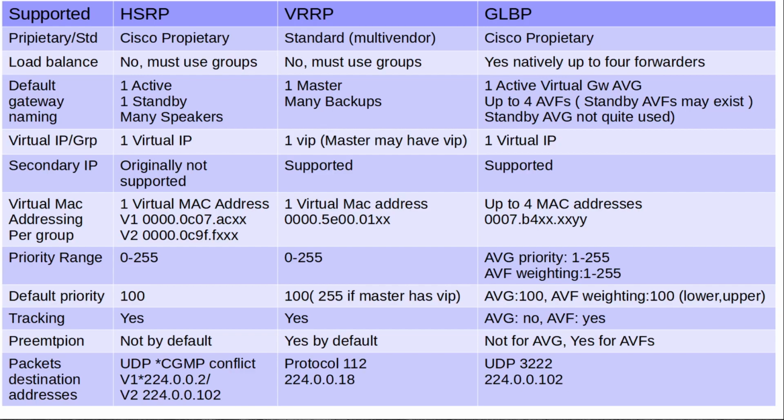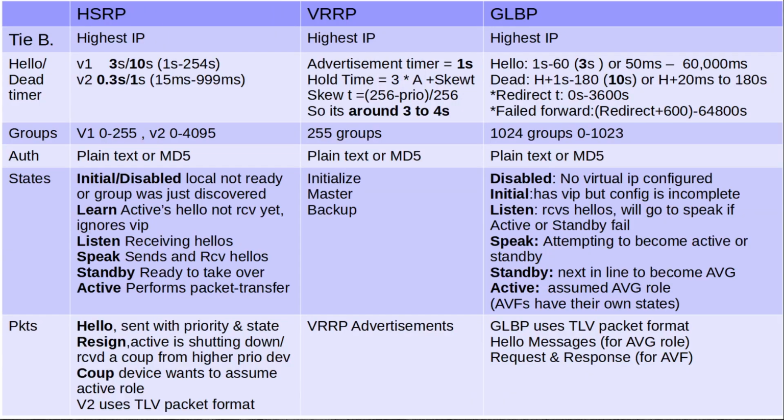The version 1 for HSRP may conflict with other protocols. However, the UDP number must be different in order to avoid the conflict. The tiebreaker for the priority is always the IP address. Those are the hello and dead timers for each protocol.